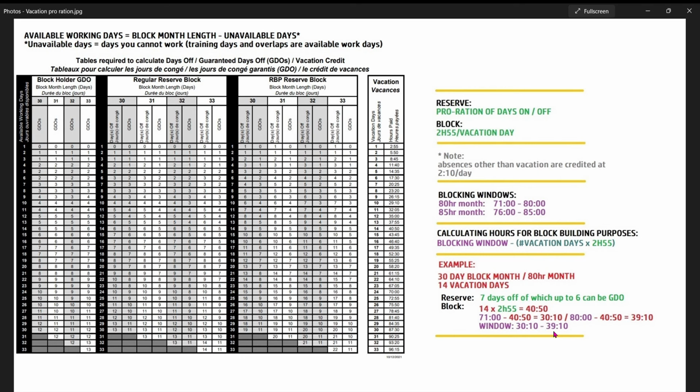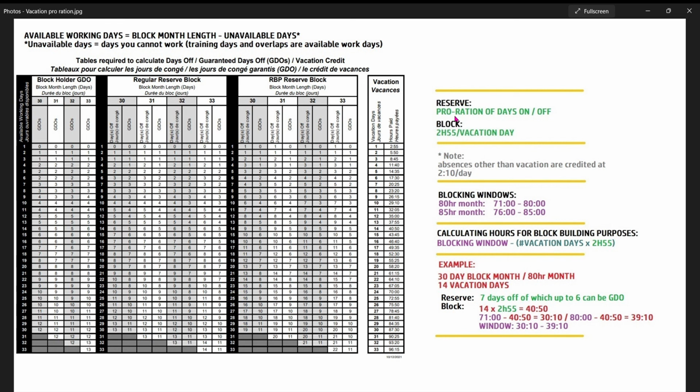Now, if this had been an 85-hour month, obviously I would be using 76 minus my vacation credit to get the minimum, and 85 minus my vacation credit to get the maximum hours that I can do. So just as a recap, this grid is super useful. Reserve, simply a proration of days on and off. The amount of credit that your vacation generates doesn't affect the days on and off that you're doing on reserve. It is simply a question of how many available days do you have? Here's how many days off you get. Whatever number you're not getting off, you're working.